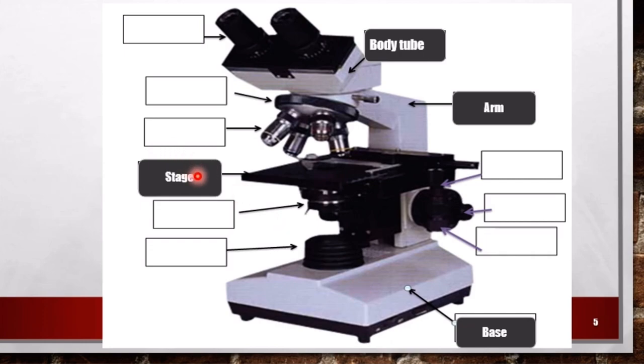The other parts of the mechanical parts, it is called stage. It is a part on which the object is fixed and it is adjustable. That means it can be changed in X, Y direction as well as up and down.